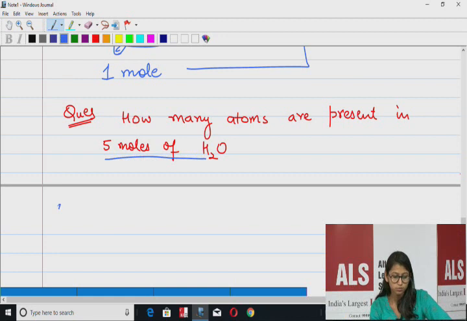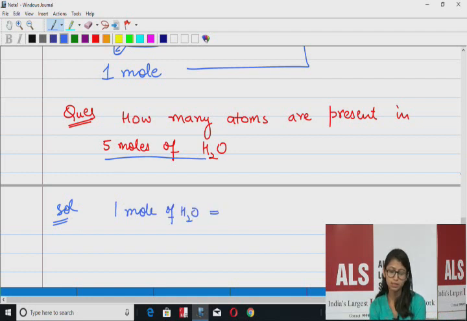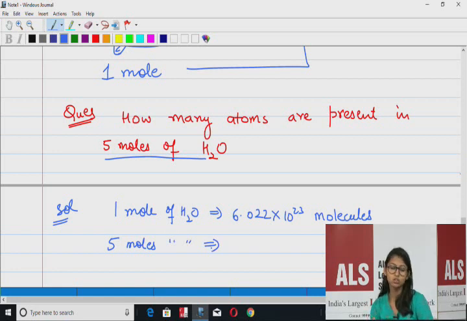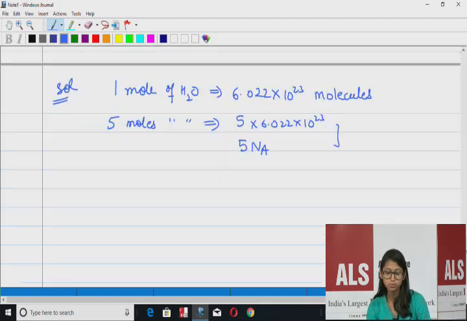This is given to you. Can I write it like this, that 1 mole of H2O means 6.022 into 10 to the power 23 molecules or Na molecules. Here, look at the screen. 5 moles of H2O will be having, if one is having Avogadro's number, so 5 will be having 5 into 6.022 into 10 to the power 23, or can I write it like 5 Na molecules? Clear? Both are the same thing.